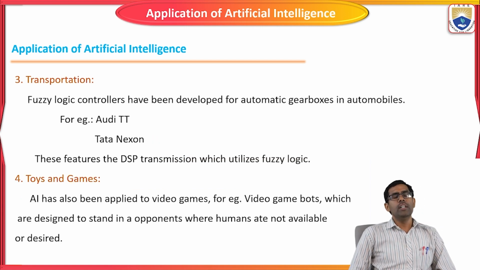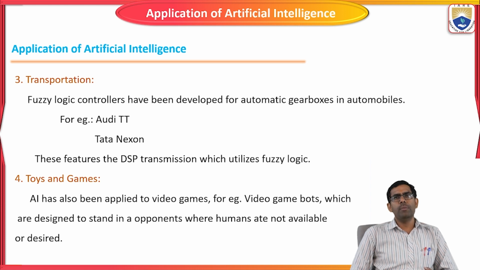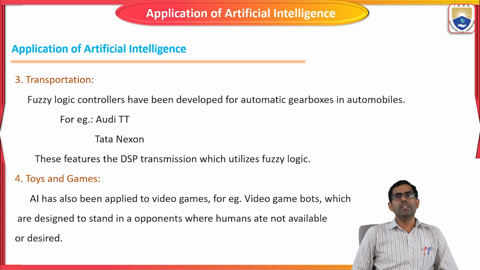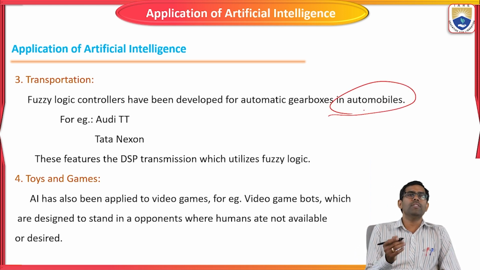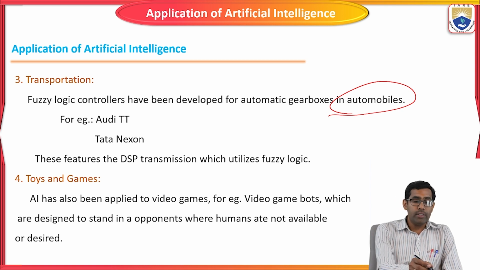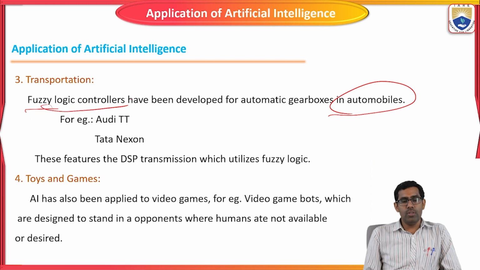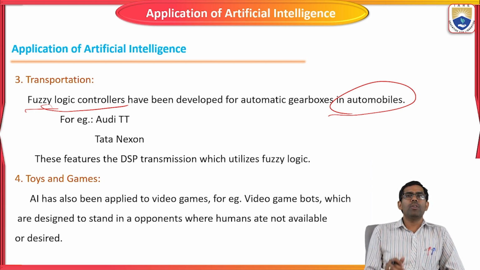The next one is transportation. Now, we know that every transportation, every vehicle, whether two wheeler, four wheeler or heavy vehicles, artificial intelligence plays a major role in automobiles. In automobiles, it is based on the physiological controller. Based on this physiological controller, they are going to develop automatic gearboxes.